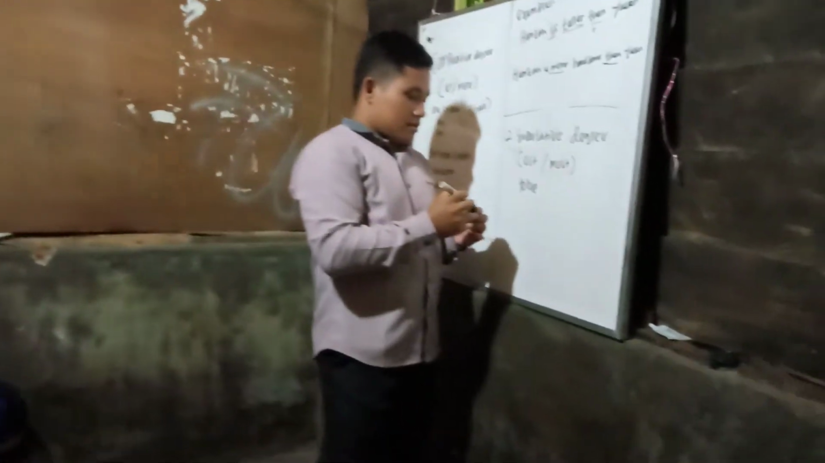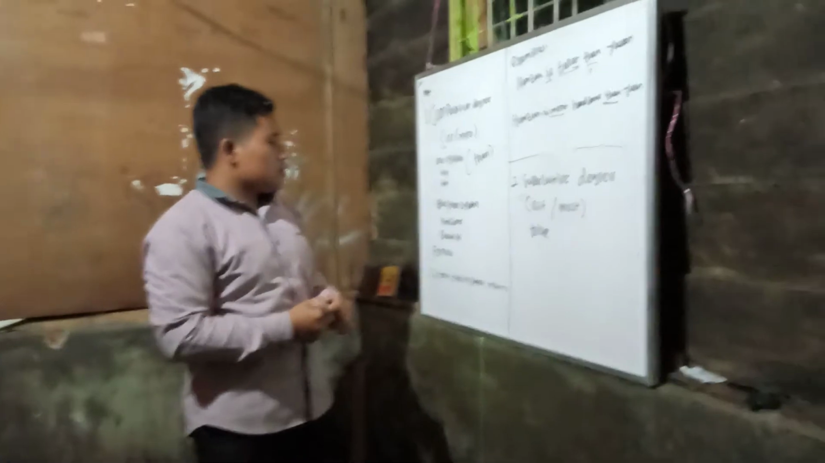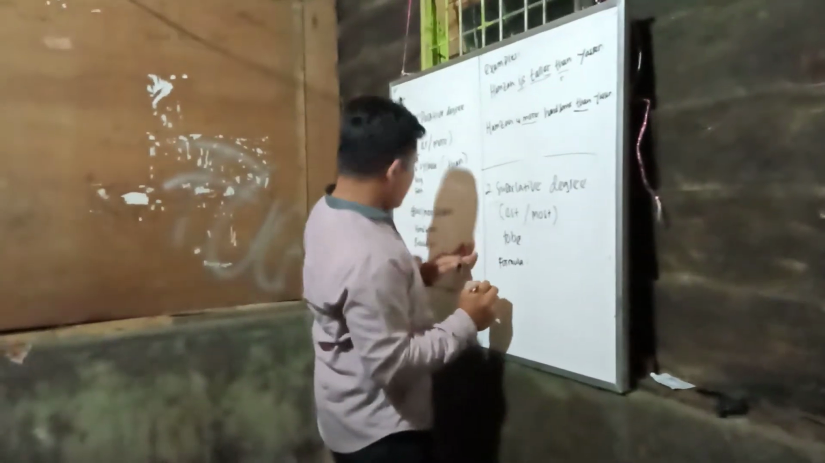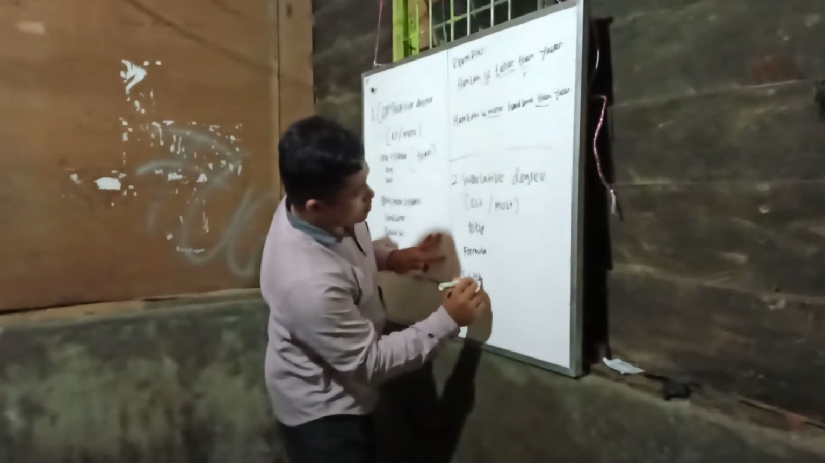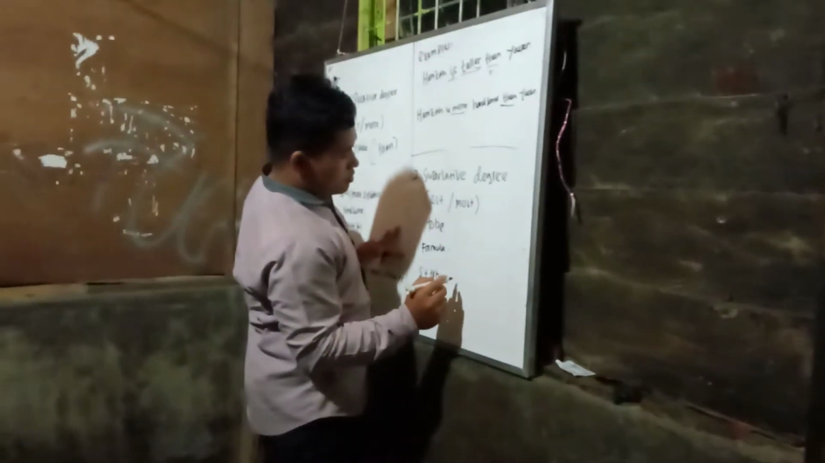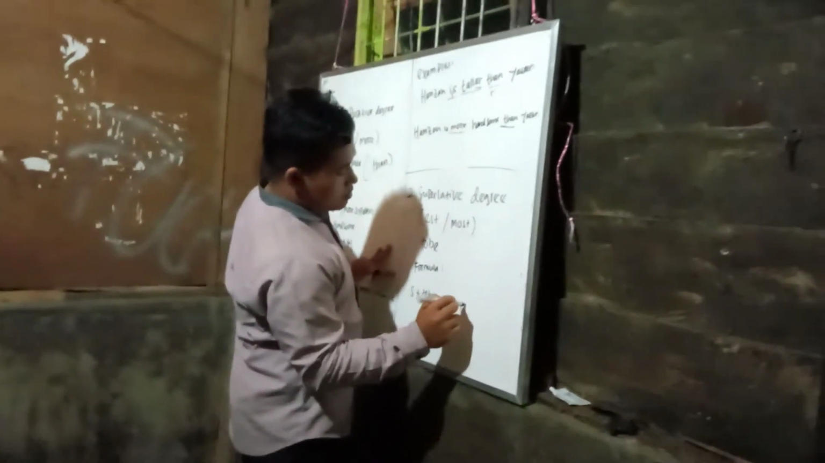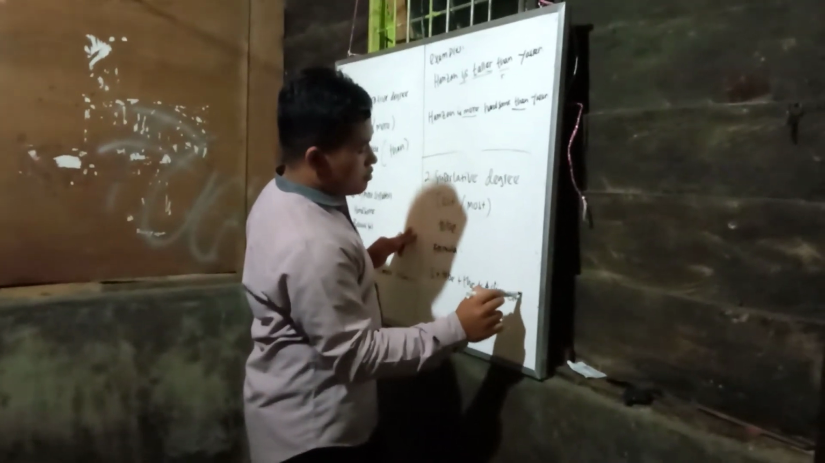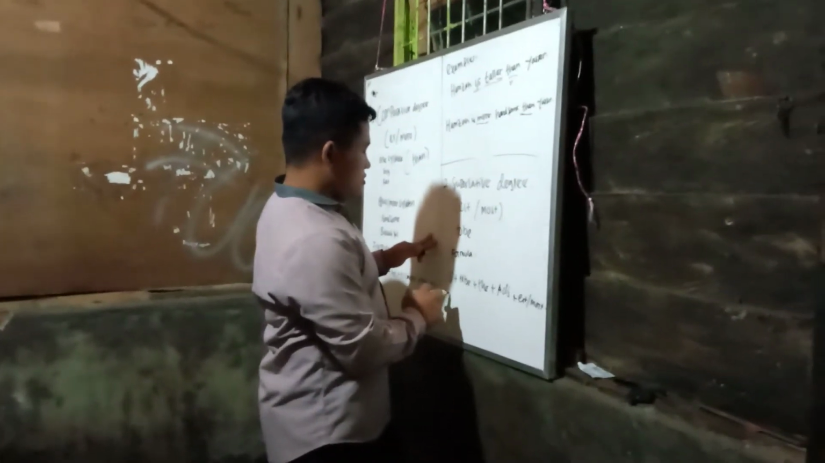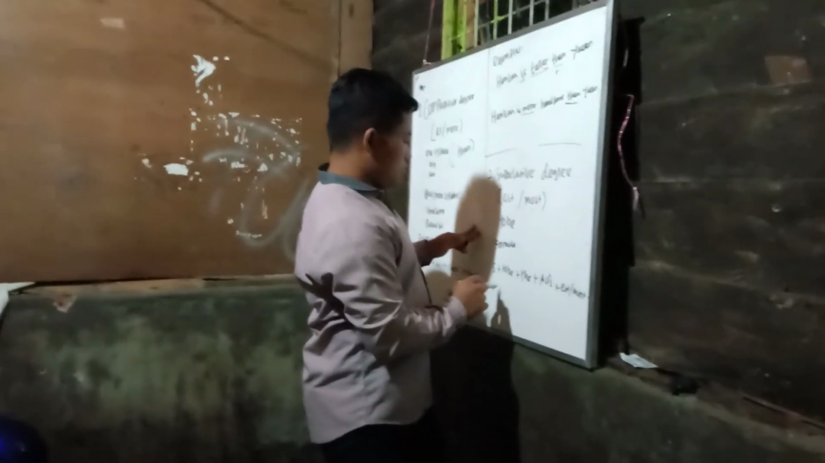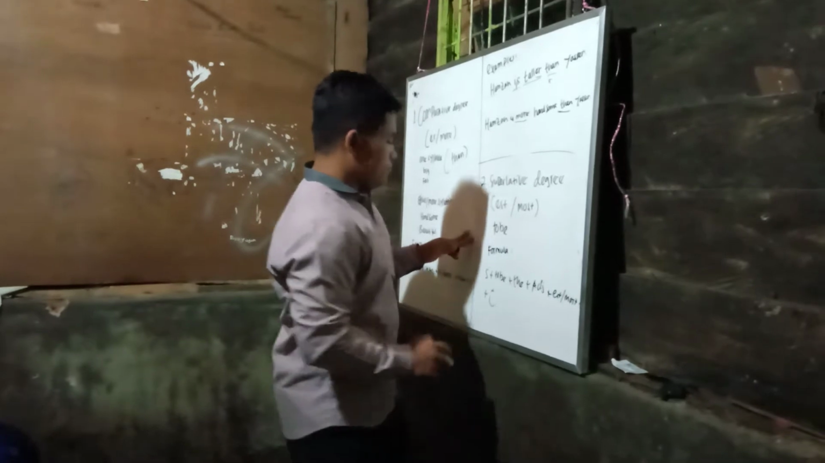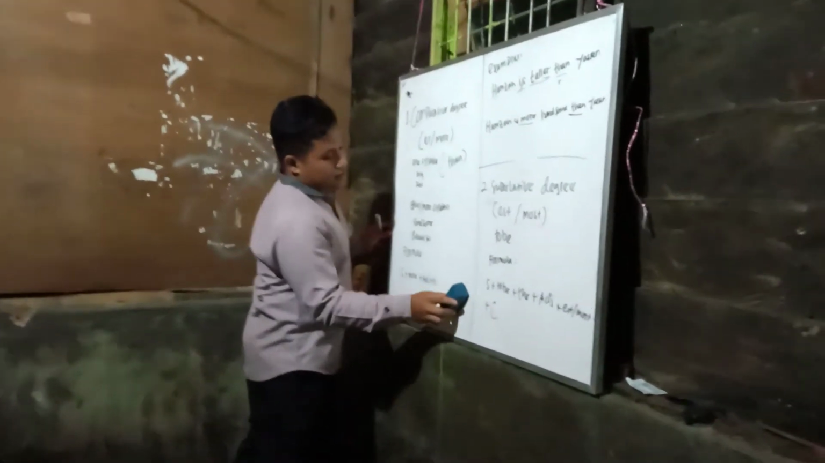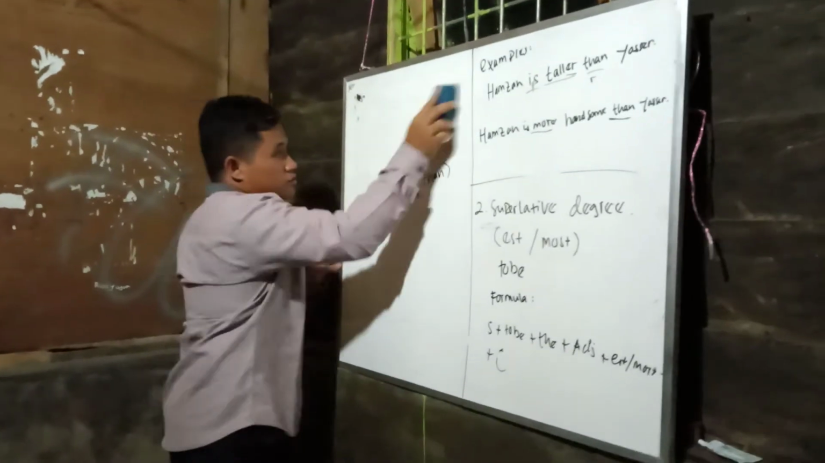Jadi kita masuk saja langsung pada contohnya. Sebelumnya kita masuk pada rumusnya dulu. Complement. Okay, this is the formula, and then enter to example.